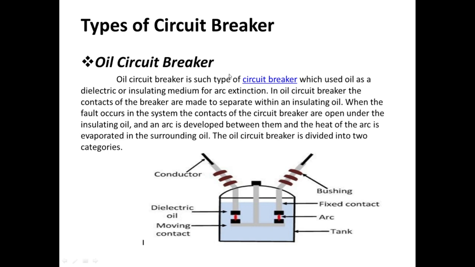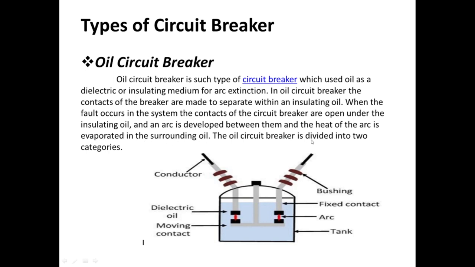The oil circuit breaker is such a type of circuit breaker which uses oil as a dielectric or insulating medium for arc extinction. This breaker uses oil to extinguish the arc and prevent fire. In an oil circuit breaker, the contacts of the breaker are made to separate within insulating oil. When a fault occurs in the system, the contacts of the circuit breaker open under the insulating oil, an arc is developed between them, and the heat of the arc evaporates the surrounding oil.